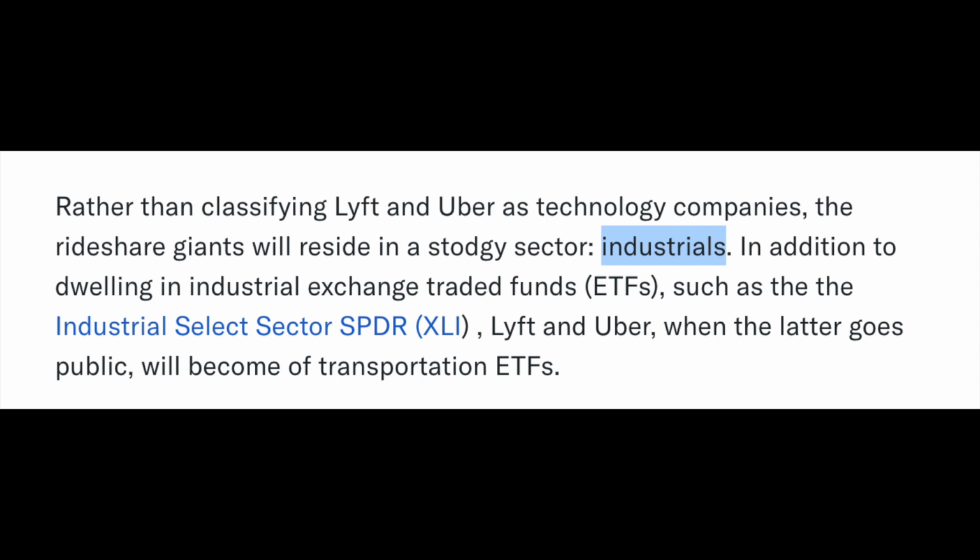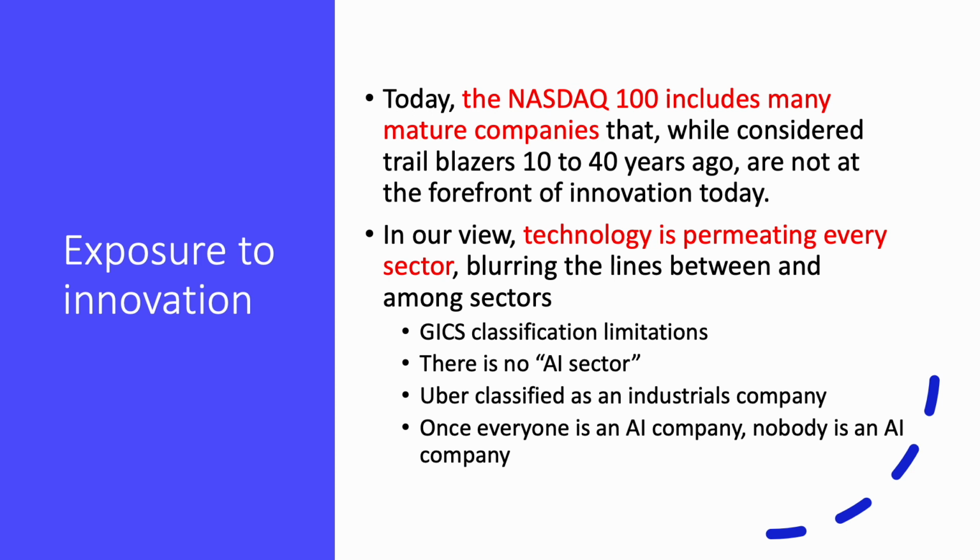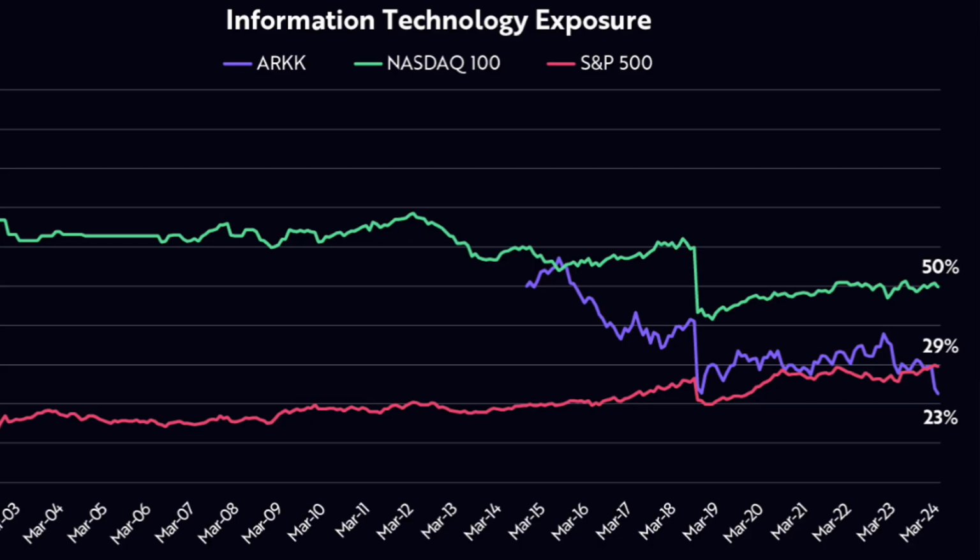So going back to the topic of AI, once everyone is an AI, nobody is an AI company. This definition of technology is changing over time, and you can see here the information technology, the traditional term used, declining over time as a percent of NASDAQ as technology, as ARK said, permeates all the other sectors. The same holds true for the S&P 500, you see it's slowly increasing over time, but then look at ARK and how low their information technology exposure is.